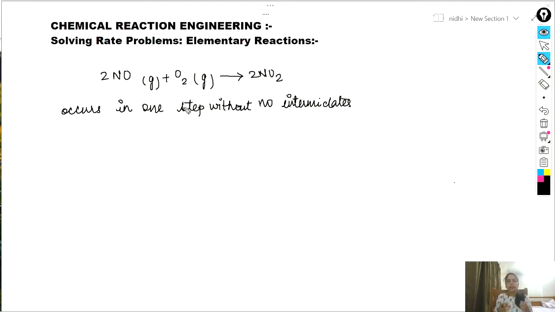So this is an elementary reaction, and to know this, you probably have to be told in some sort of prompt that it was an elementary reaction. But when you are working with an elementary reaction, it makes your rate approximation a lot simpler, and there are a few reasons why.